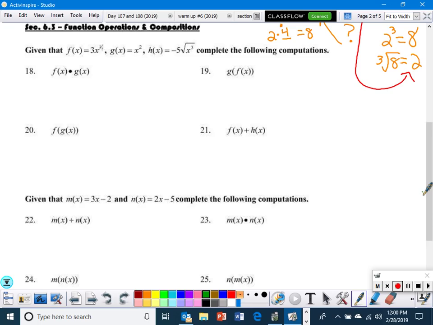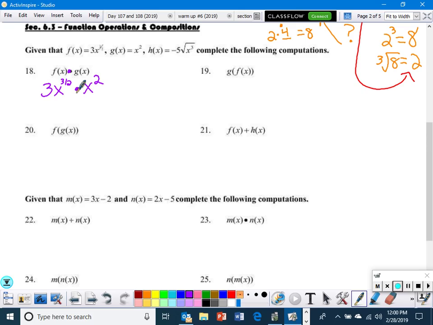All right, given that f of x equals 3x to the 3/2 power, g of x equals x squared, h of x equals -5 times the square root of x to the cube, complete the following computations. Well, this first one says we are going to multiply f and g together. So we're going to take f of x times g of x, which is x squared.